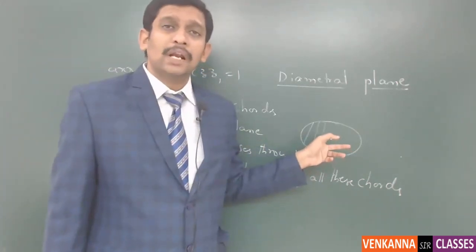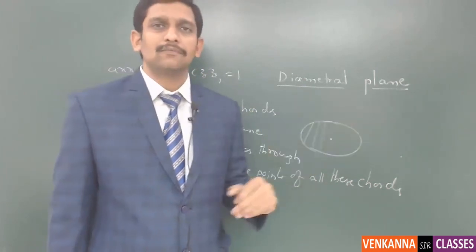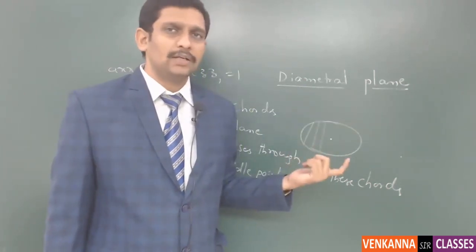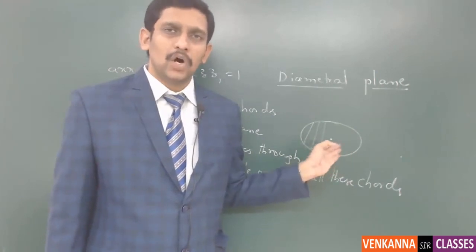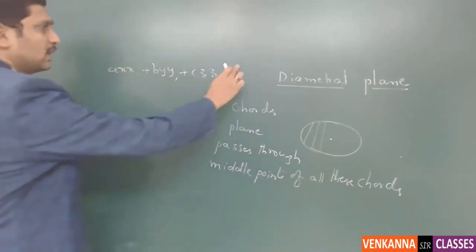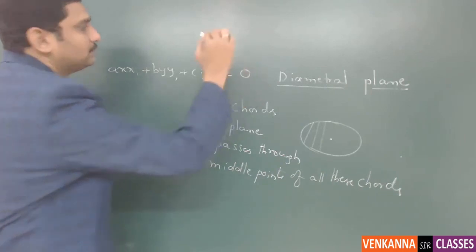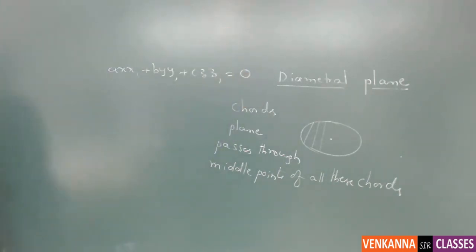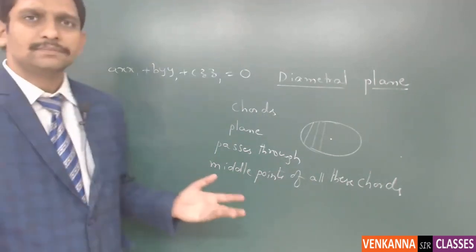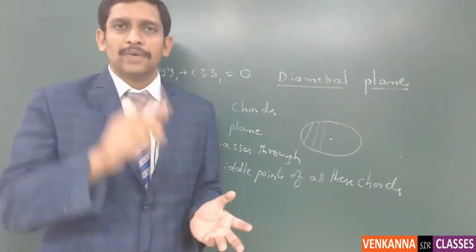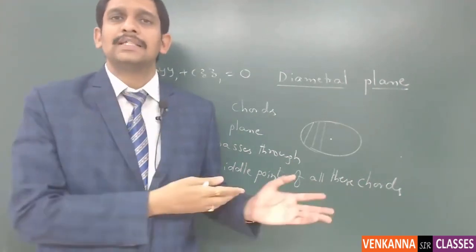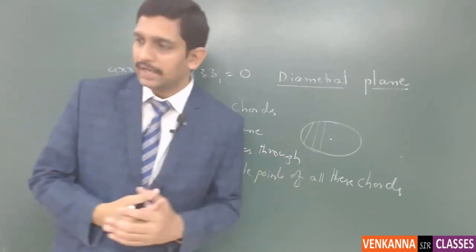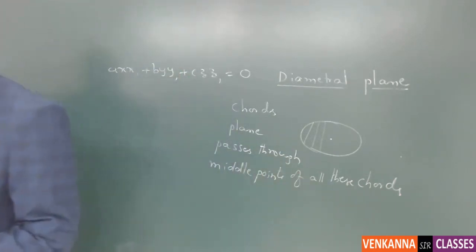since the diameter plane passes through the center of the conicoid or ellipsoid, which is nothing but the origin, it will not contain the constant, so we will take 0. So this is the equation of the diameter plane in general. So we just write the equation of the tangent plane, in which apart from taking 1, we take 0. That is nothing but the equation of diameter plane. Okay? Are you clear with this definition part?